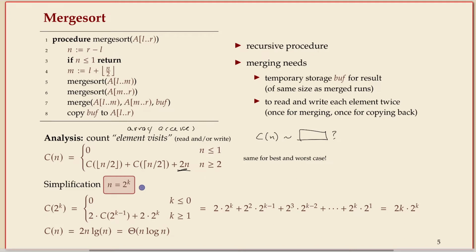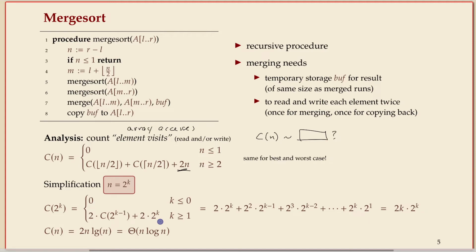The ones that are easy are powers of 2, because then all this rounding never really happens. It's always an even number, even if you go down recursively. So if you insert 2 to the k for n, then this n half rounded down, rounded up, both become 2 to the k minus 1. So these two terms are the same. That's why we get 2 times the recursive call. And then this is just inserted, but 2n, that's just the same as before.